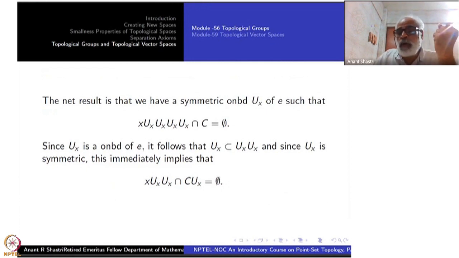We have not yet completed. For one single point, we have done this much. From regularity, we have improved it to this much. The same neighborhood repeated twice comes on the C part also. To prove regularity, it was enough to have Vx intersection C empty.